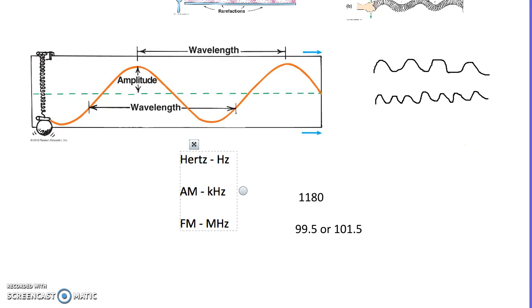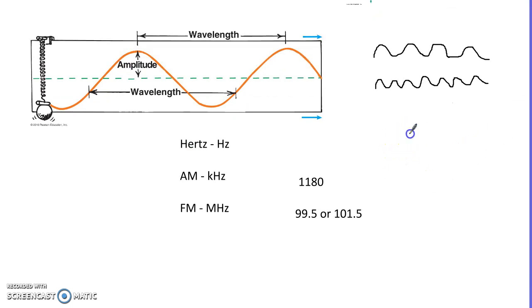Now, cell phones, on the other hand, operate on the gigahertz scale. Okay, so that would be billions of vibrations or wavelengths per second going by. So they're even higher than AM or FM radio.